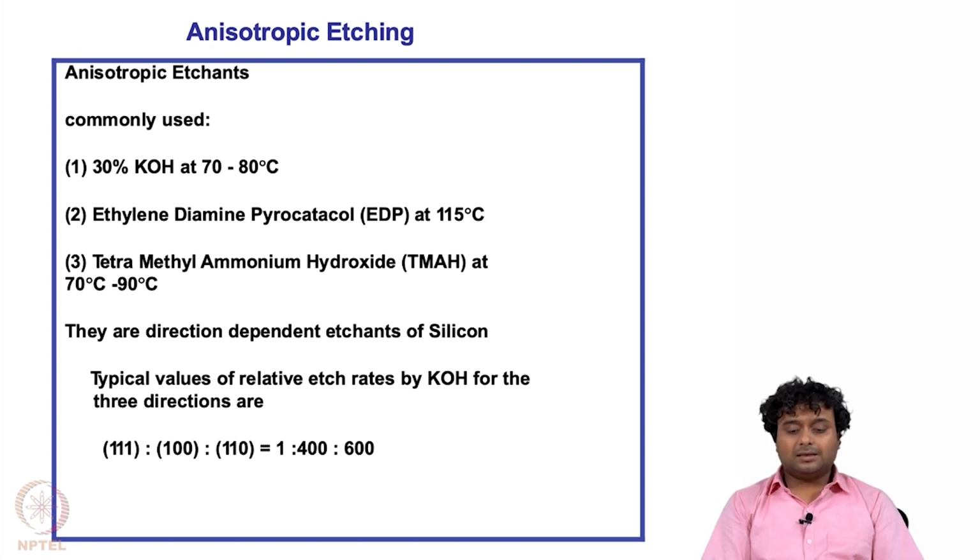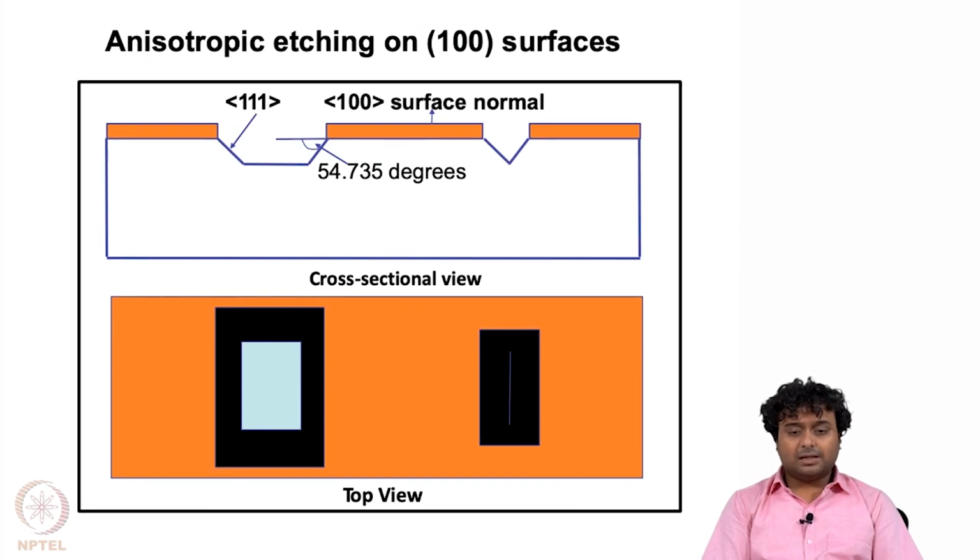So it means that if I etch for, let us say, 1 hour and get 1 nanometer for the 111 plane, for 100 and 110 we will get 400 nanometer and 600 nanometer of etching. But what we need to remember here is that though the etching rate is pretty small, the 111 plane also gets etched, it is not 0. I am saying anisotropic etching, what does it mean? You can see from this picture.